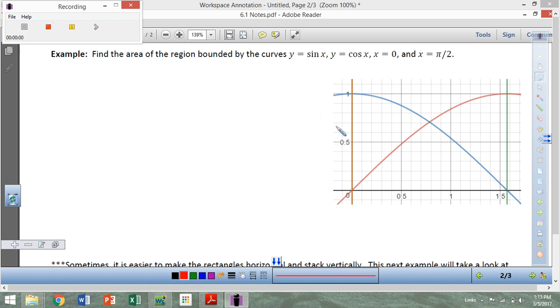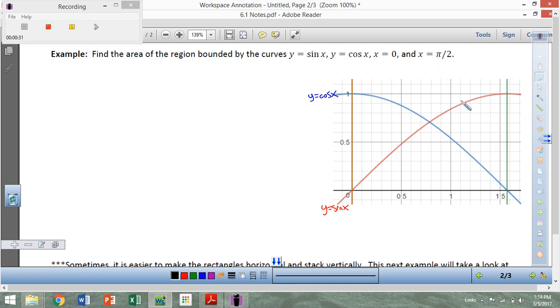Okay, in this video, we are again trying to find the area bounded by a couple of curves. So let's find the area of the region bounded by the curves y equals sine x, which is going to be the red graph, y equals cosine x, which would be this blue graph, and then the lines x equals 0, the orange line, and x equals pi over 2.